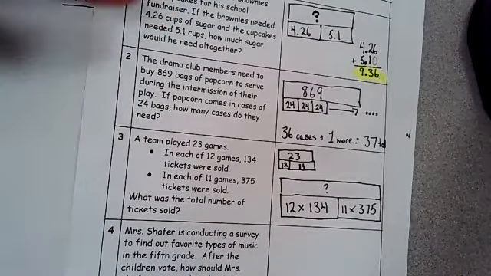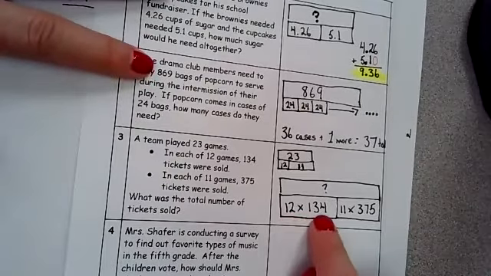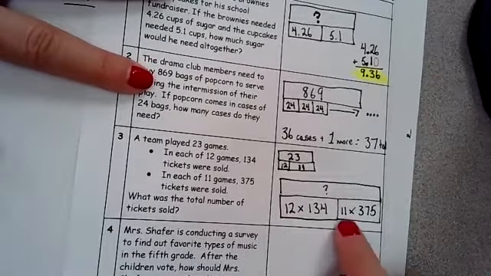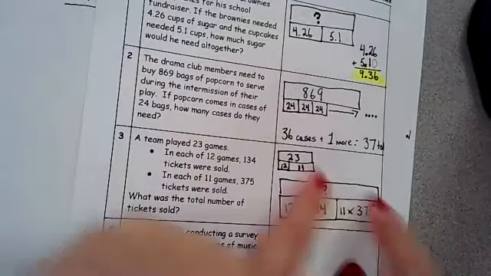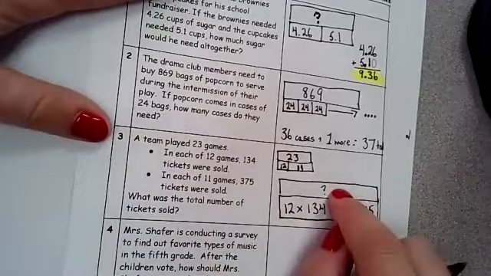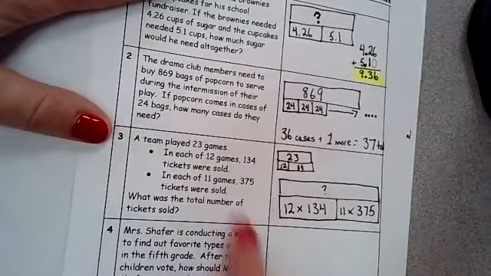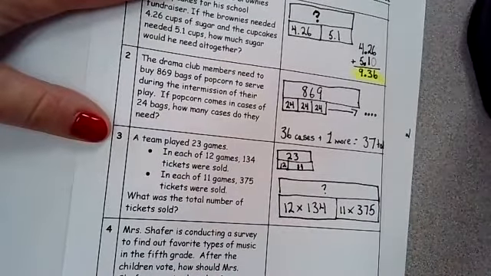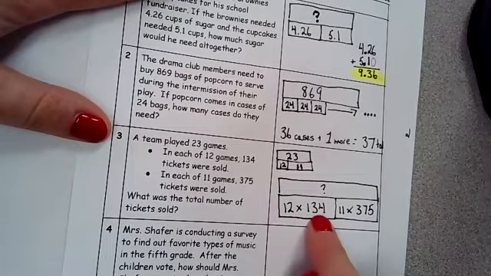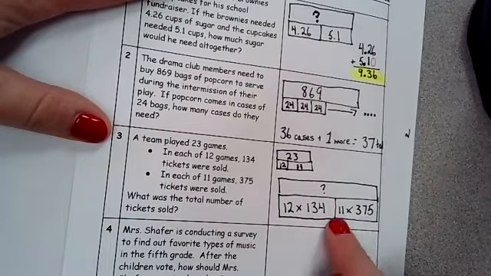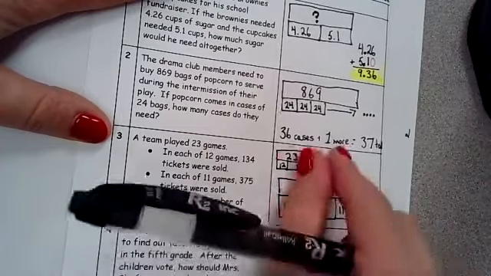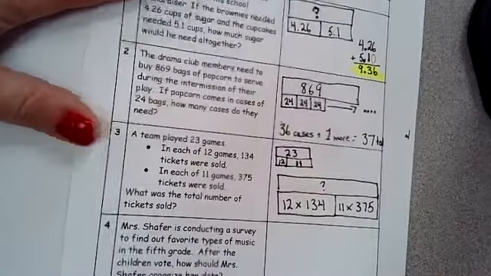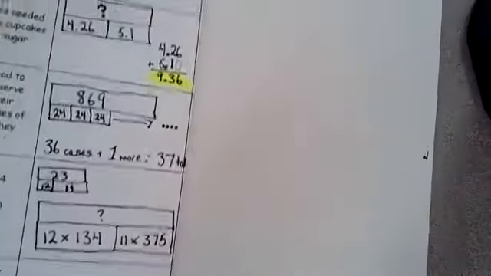So what you have to do is multiply 12 times 134, then 11 times 375, and then you add those two pieces together to get the total for all 23 of the games. I hope that makes sense, because there's 12 games that scored this many points, 11 games that scored this many points. Multiply, and add together to get the total in all.